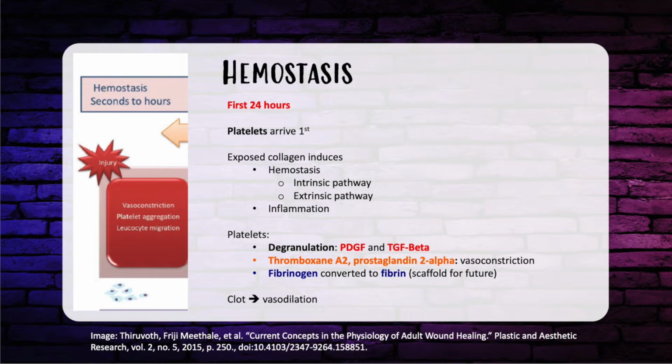There's a whole bunch of factors that are signaled to come to the wound, but most notably, recruitment of thromboxane A2 and prostaglandin 2 alpha aids in vasoconstriction of the wound. This vasoconstriction is only during the earliest phase of the inflammatory phase, this first day, day 1 only, since the initial goal is to form a clot. It's very important to note that after the initial clot is formed, the wound will eventually vasodilate the nearby vessels to increase cell trafficking to bring in all the other factors.